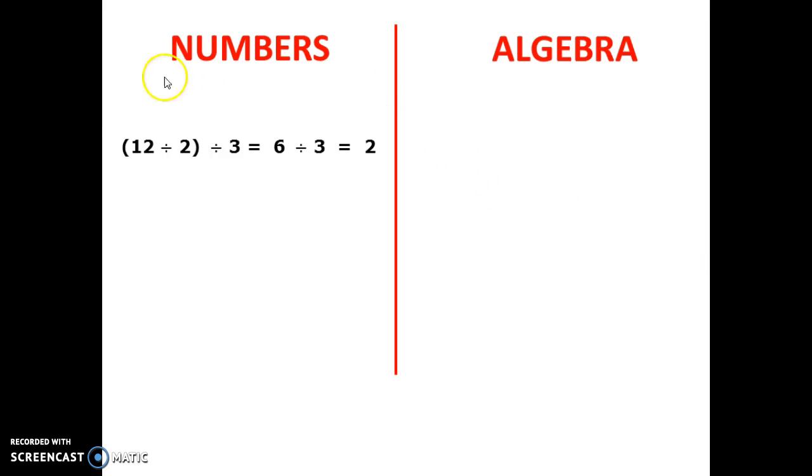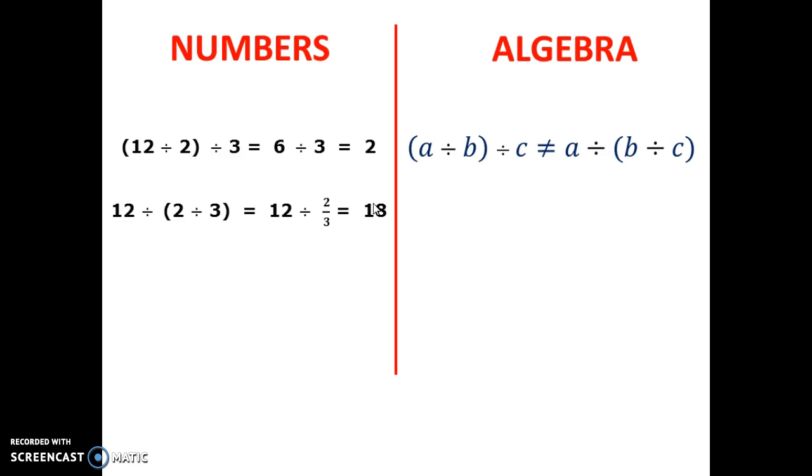When you're dealing with division, if I had a statement that said 12 divided by 2 divided by 3, if I did this first, 12 divided by 2, I'd get 6, divide that by 3, I get 2. If I did the same statement, but then did the 2 divided by 3 first, that gives me 2/3, 0.6 repeating. But when I do the division here, 12 divided by 2/3, I actually get 18. So two completely different answers.